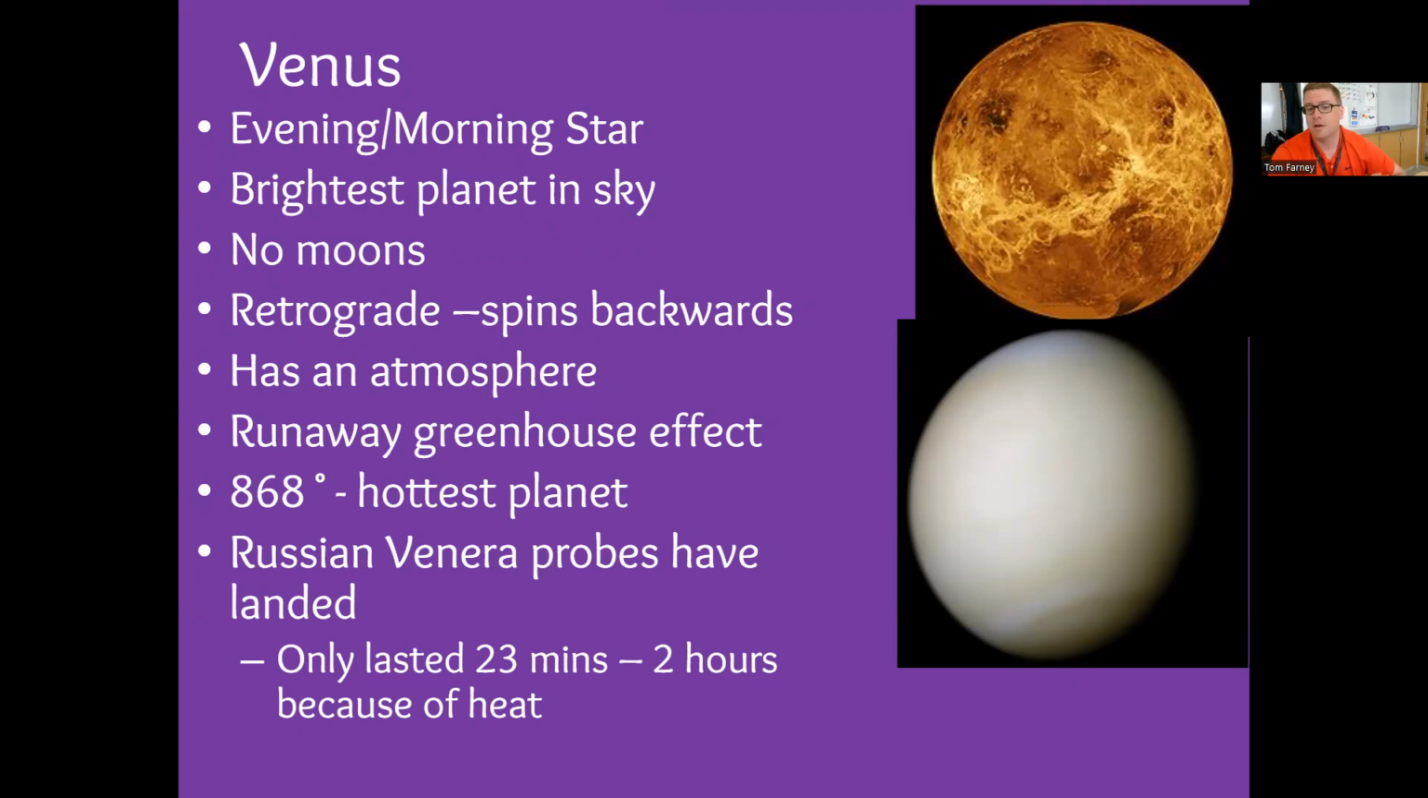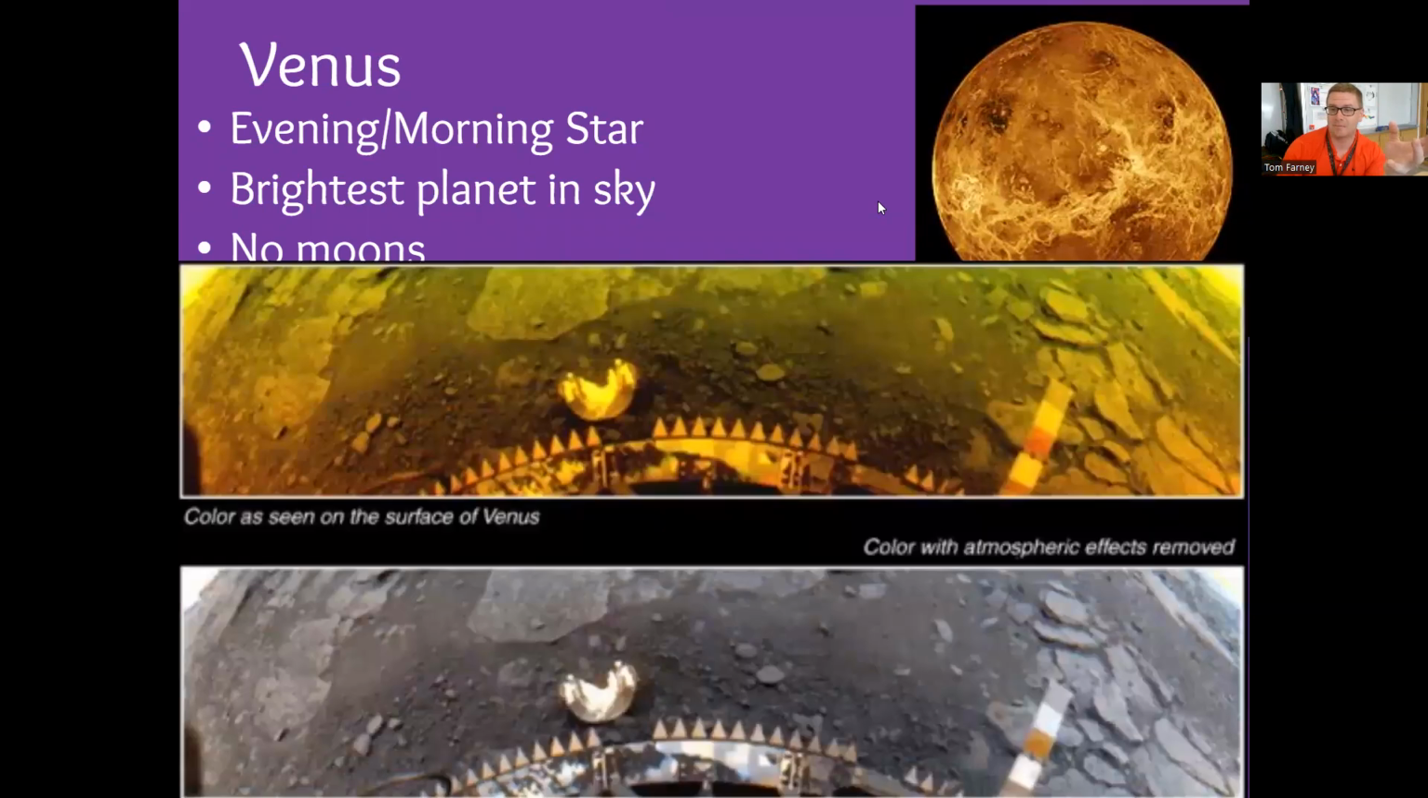There have been a few probes called the Russian Venera probes that have actually landed on the surface of Venus. However, because of these extreme temperatures, they've only really lasted about 23 minutes was the shortest one, and 2 hours was the longest before the technology on those probes gave out.